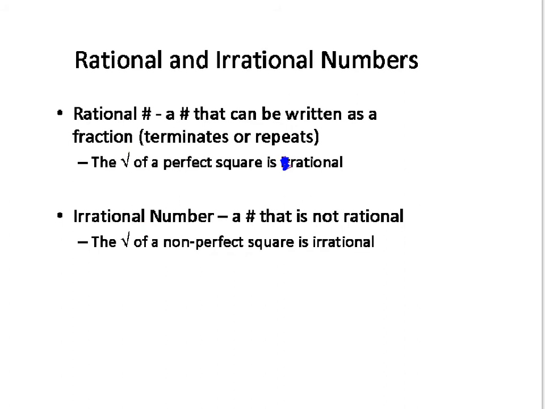The other thing you need to know about radicals is that for any non-perfect square, the radical of that number is an irrational number. Irrational numbers are not rational. A rational number can be written as a fraction. An irrational number cannot be written as a fraction. As you know, a number like pi is a decimal that goes on forever. It neither repeats nor terminates. So any square root that's not a perfect square is an irrational number.